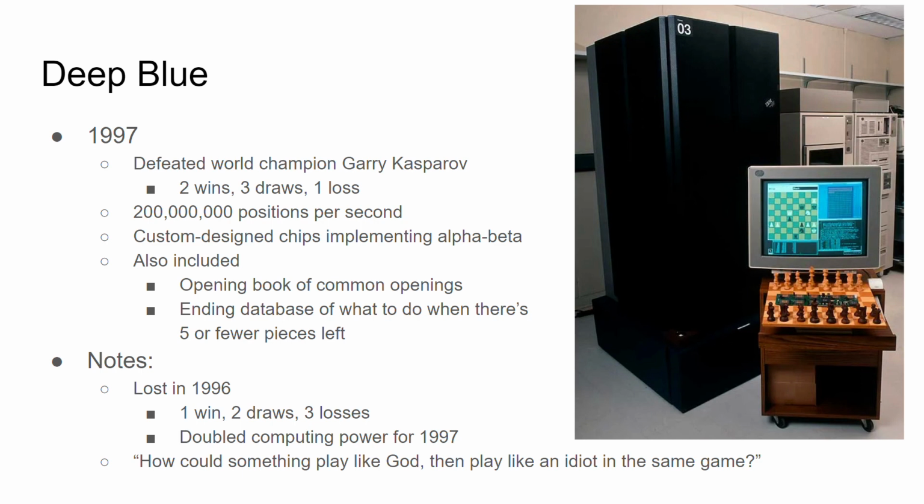The main differences between the two approaches: between the two years, they doubled the computing power for '97. Okay, so that helps. That helps you search a little bit more. But then there's this fascinating quote from one of the chess commentators on the '97 match. He said, how could something play like God and then play like an idiot in the same game? What do you mean by that?